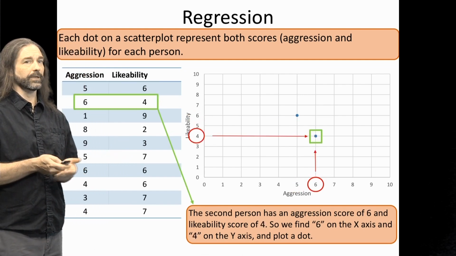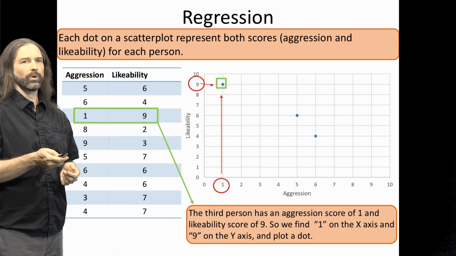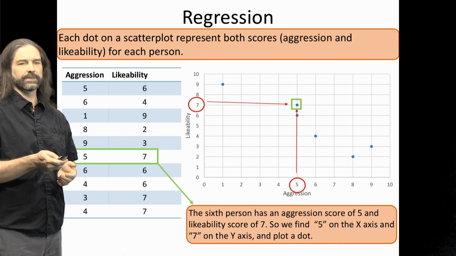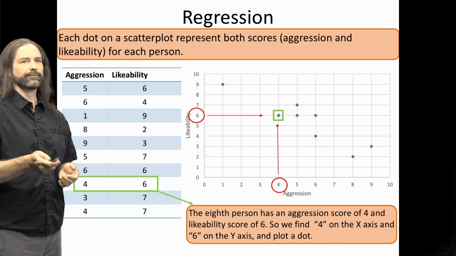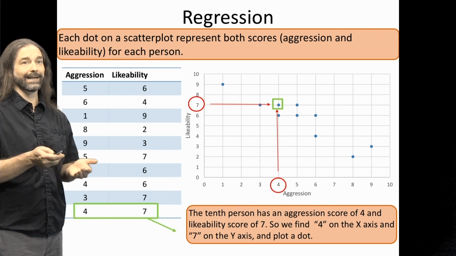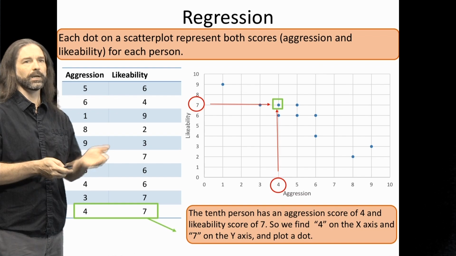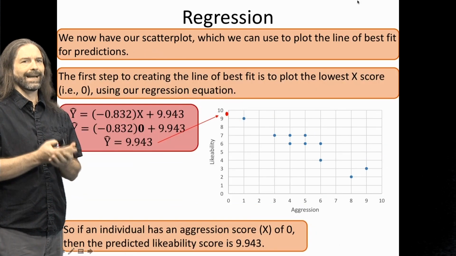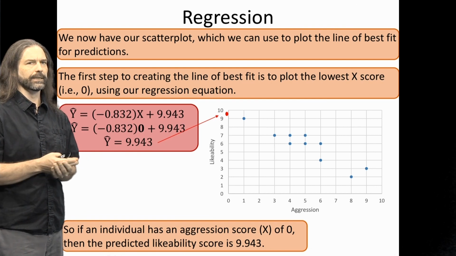Similarly, we do the same thing for 6 and 4, 1 and 9, 8 and 2, 9 and 3, 5 and 7, 6 and 6, 4 and 6, 3 and 7, and then finally 4 and 7. And now we have the full scatter plot that I showed you before. So, how do we actually put the regression line in there?